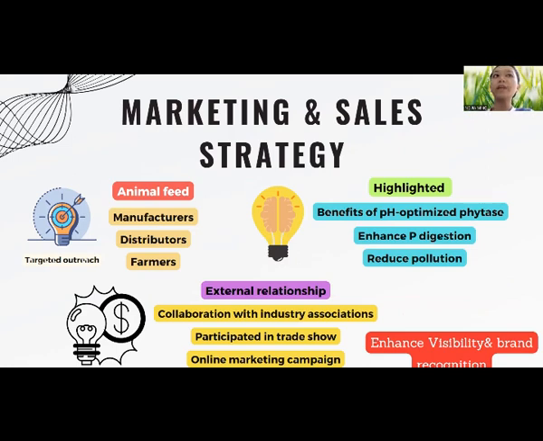First, for animal feed, we will focus on three parties, which are manufacturers, distributors, and also farmers. For external relationships, we will collaborate with industry associations, participate in trade shows, and also run online marketing campaigns. And we would also highlight the benefits of our product, which is a pH optimized phytase: enhance the phosphorus digestion, and lastly, reduce pollution. So we enhance the visibility and brand recognition.